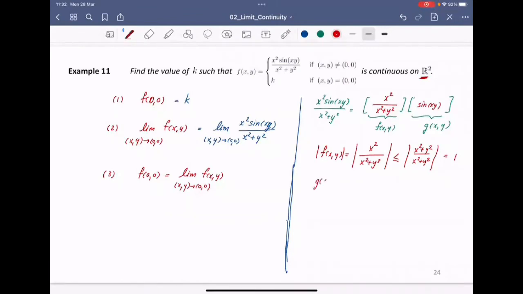So the limit of my function g is going to be something that is easy to compute, because it's going to be the limit of sine xy, where (x, y) goes to (0, 0), and that's going to be sine 0, and sine 0 is 0. Okay, when you compute a trigonometric function, make sure, everyone, it's in radians.